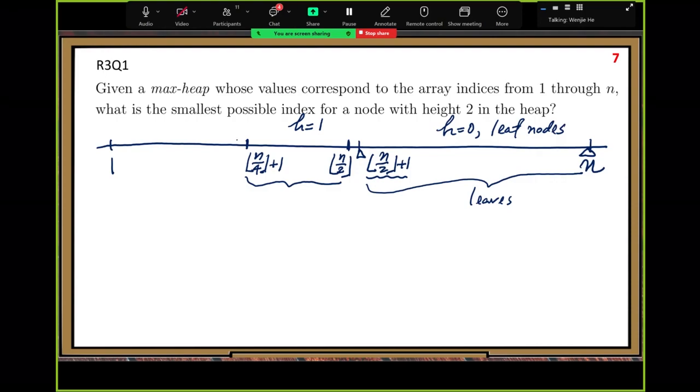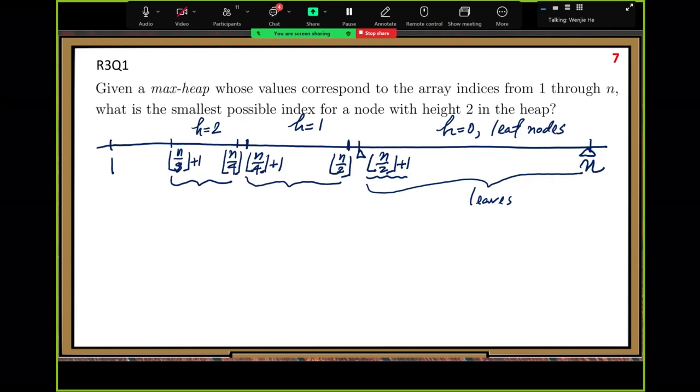Then, next one, height 2. Upper bound n over 4. Lower bound n over 8 plus 1. So this is the range for the height 2 nodes.